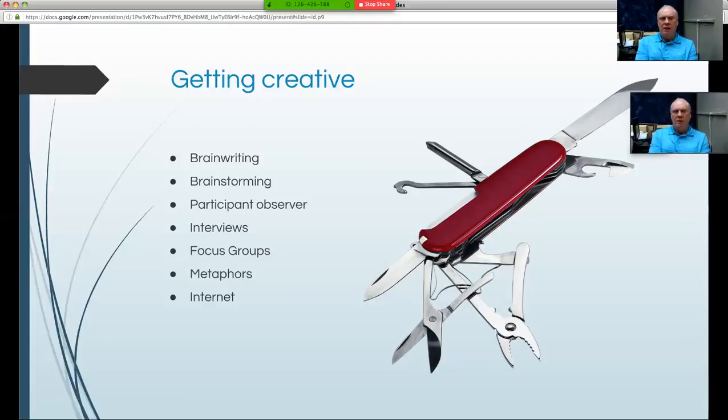Then we have the internet, where you can look up whether products are available in different geographical areas of the world or even our country. And if not, then it provides you with an opportunity to provide that product.